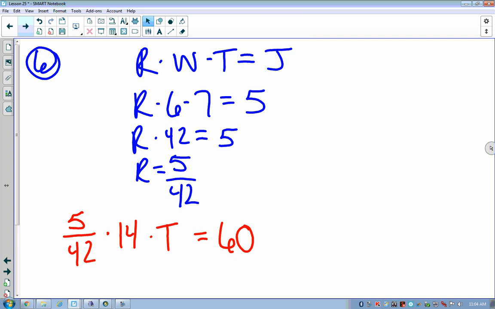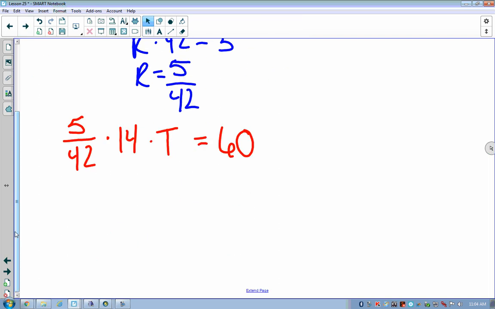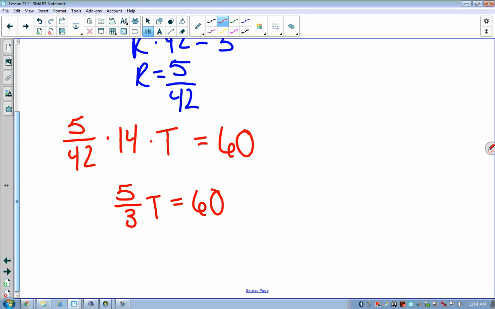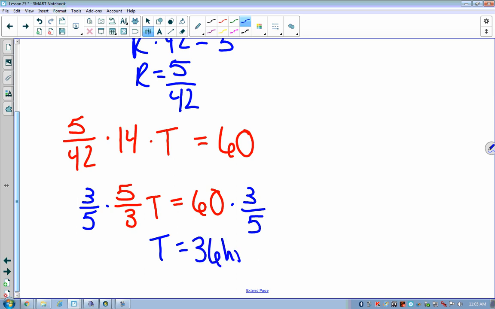All right. So carrying this down, first thing we're going to do is 5/42 times 14. Can you tell me what that reduces to? Should reduce to 5/3. So 5/3 t equals 60. Can I divide by 5/3? No, but I can multiply by the reciprocal, 3/5. So I get t equals 180 divided by 5. Is it 36 hours? 36 hours.